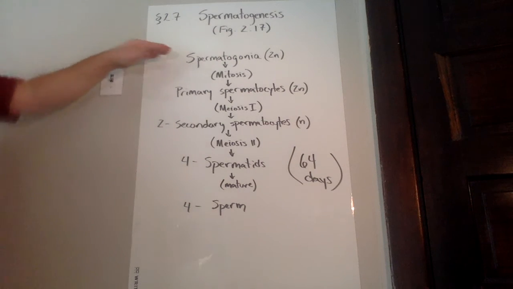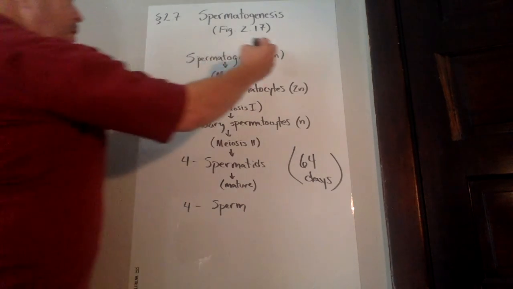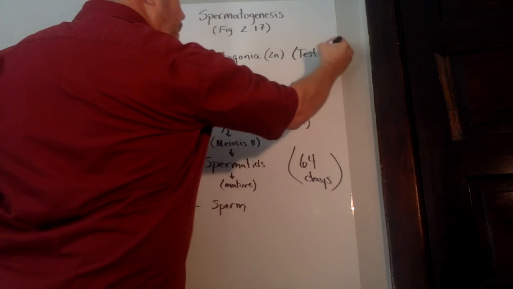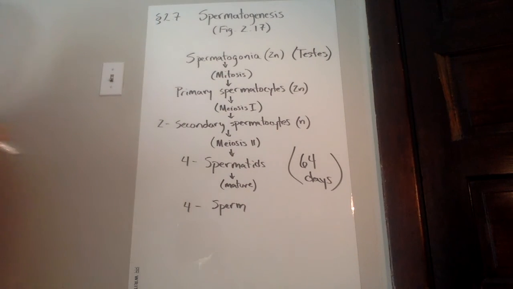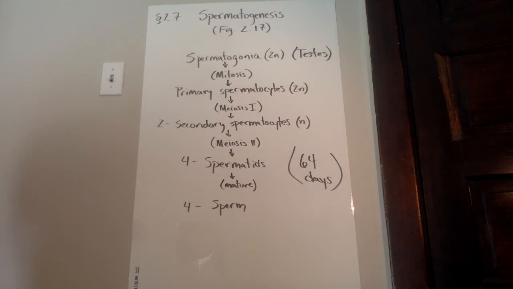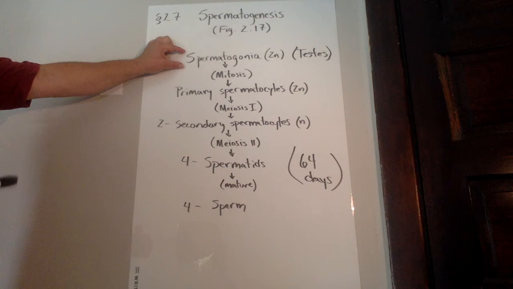So, in the testes is where we find the spermatogonia in males. These are in the scrotal sac. They lie beneath the penis. These are specialized cells within the testes that will undergo mitosis in order to create sperm. So the specialized cells that will create sperm are called spermatogonia.